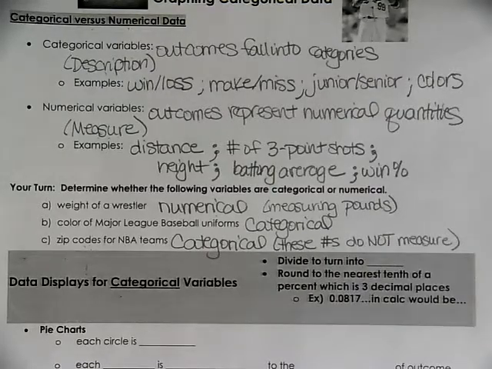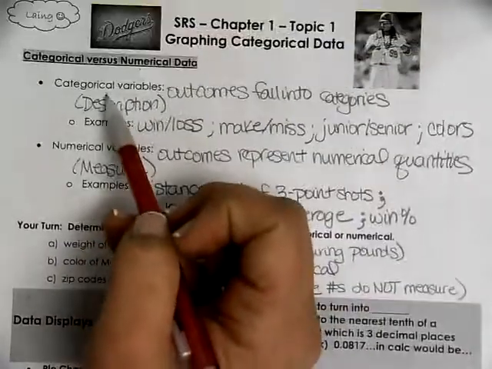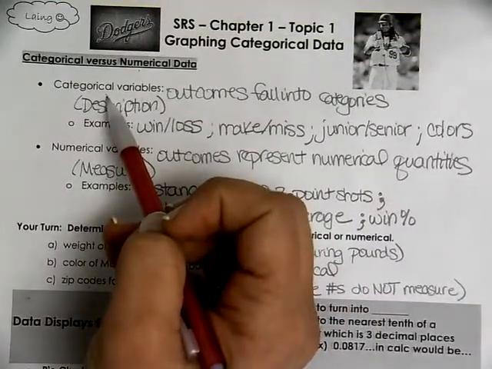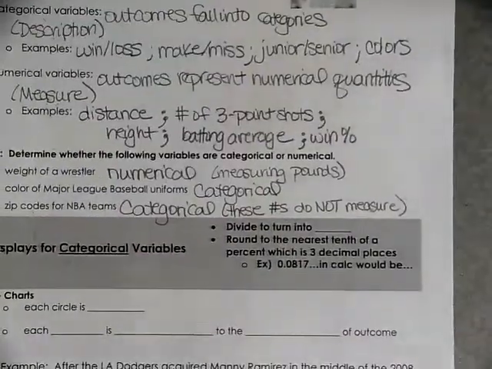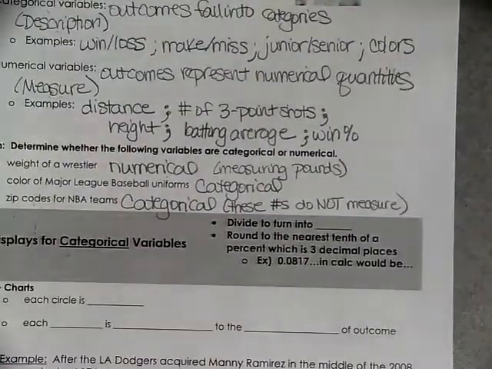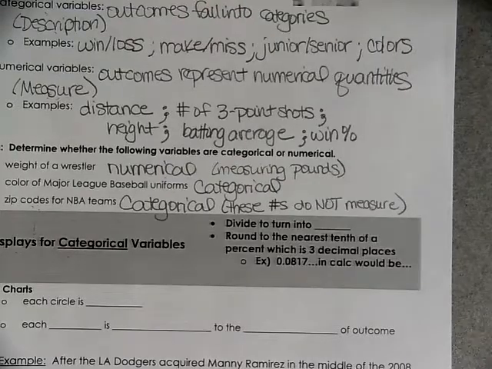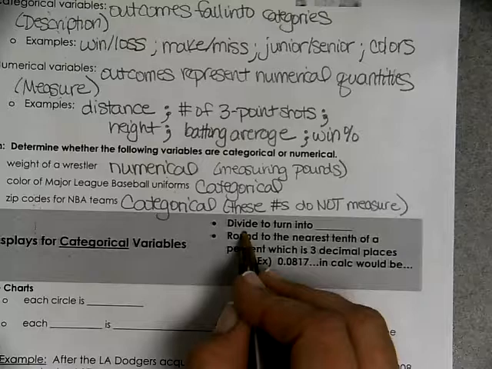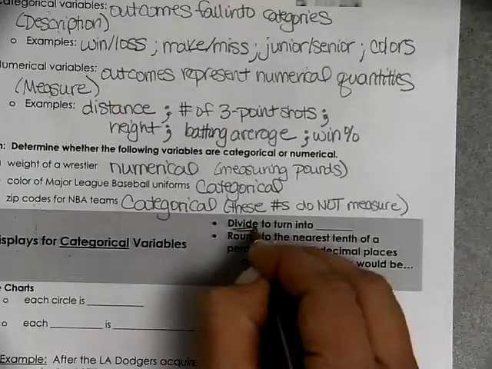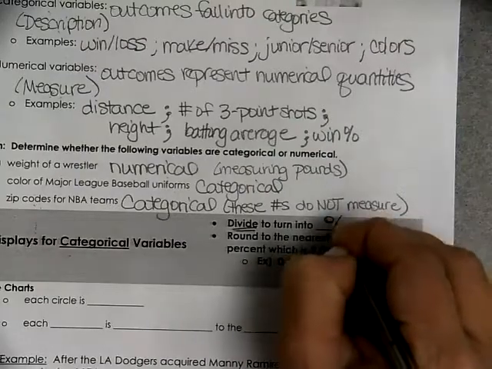Okay? We are going to be focusing on categorical variables for chapters 1, 2, and 3, essentially. And the first thing we're going to do today is look at data displays for categorical variables. So here are some things that we'll do in all of these data displays. The first thing you're going to do is you're going to be given information, and we need to divide so that you turn it into a percent.